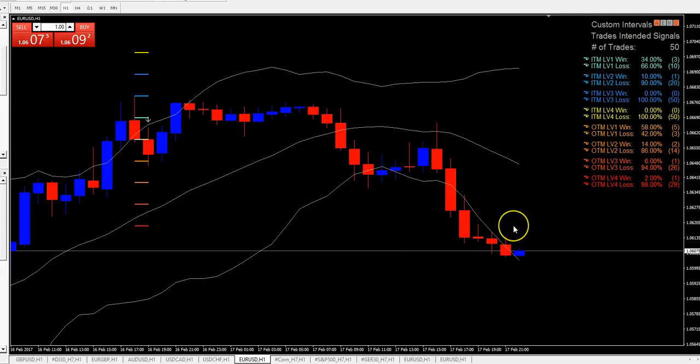Touch levels. Okay. How often, if I take, let's say, a Euro USD trade, how often is it going to touch 10 pips out of the money? If I want to take an out of the money trade, how often is it going to touch 10 pips out of the money? Well, right here, it's going to do it 58% of the time.